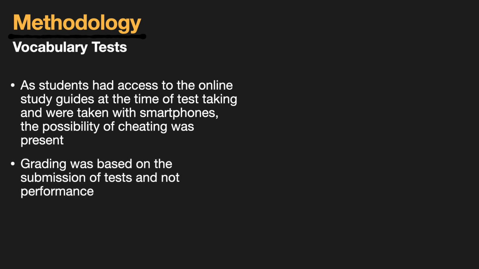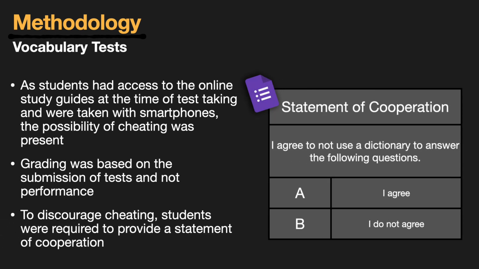However, the grading structure used in the course disincentivized cheating, as students were explicitly instructed that performance on the tests would not affect their course grade and that they would receive full credit for simply submitting the tests. However, as a way to further discourage cheating, all students were required to and willingly submitted statements of cooperation. These statements were, again, collected in Japanese, but the English translation is provided here and asks students whether they agree to not using a dictionary to answer the test questions.